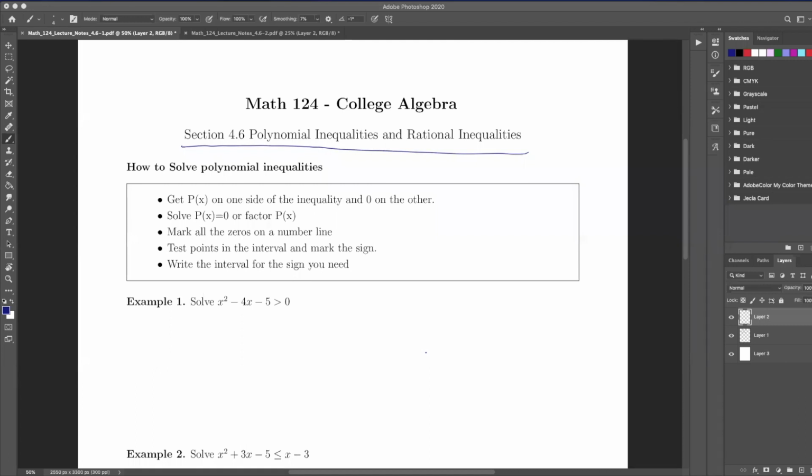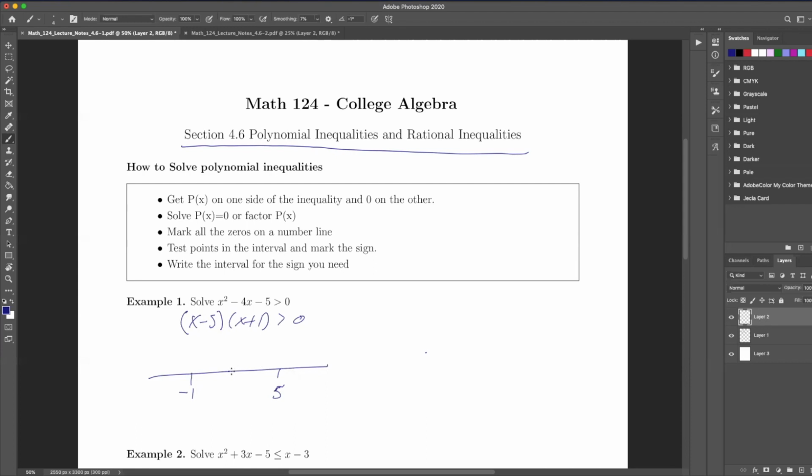So the first one here we just want to find the zeros of this, or aka we factor it. So here we're just going to factor this, and so we have x minus 5, x plus 1, right? So that's how this factors. So once we have that, we're going to make a little number line here, and we're going to put in those zeros. So here we have the zeros of -1 and 5.